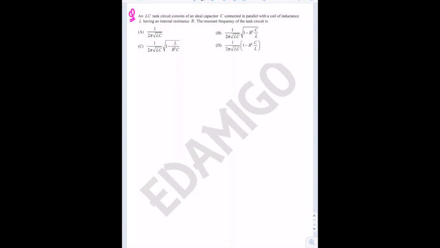Okay, so first of all let's look at the circuit which is given to us. It is an LC tank circuit which has an ideal capacitance connected in parallel with the coil having internal resistance of R. So I can say that the circuit is the parallel combination of a capacitance and a coil which has a finite resistance R and L. So this is your circuit.